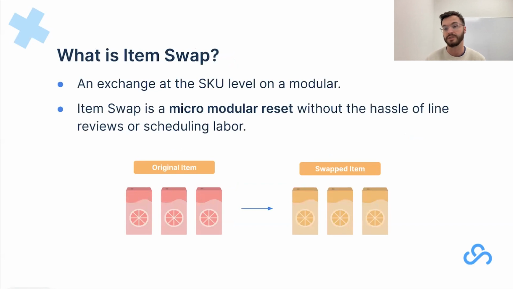Walmart relied on modulars that were pretty awkward, and it was hard to get the timing right. And there wasn't a lot of flexibility in that situation. So item swap was an opportunity to exchange at the SKU level on a modular, so that modulars aren't having to be completely rewritten every time a change is made at the SKU level. It is a micro modular reset without the hassle of line reviews or scheduling labor. So again, it's about creating a little bit more flexibility in the modular system.